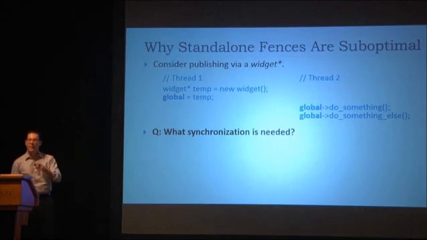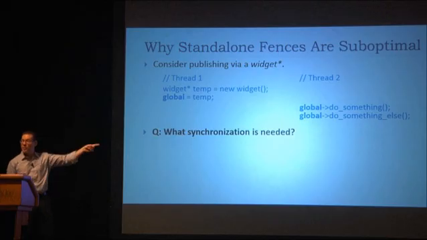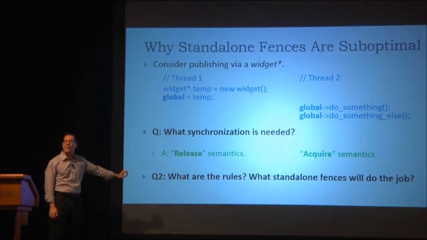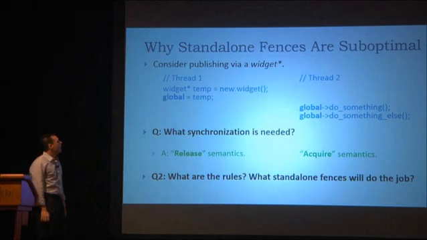Do you need an acquire before each read? Because if that were an atomic, you'd be getting an acquire operation on each read of global, because you'd notice there are 2 reads of global in thread 2. So you need release and acquire semantics, but what are the rules? How would you write this with standalone fences?